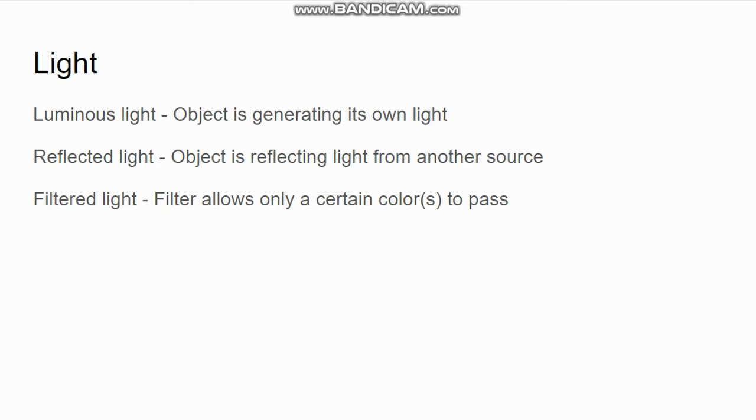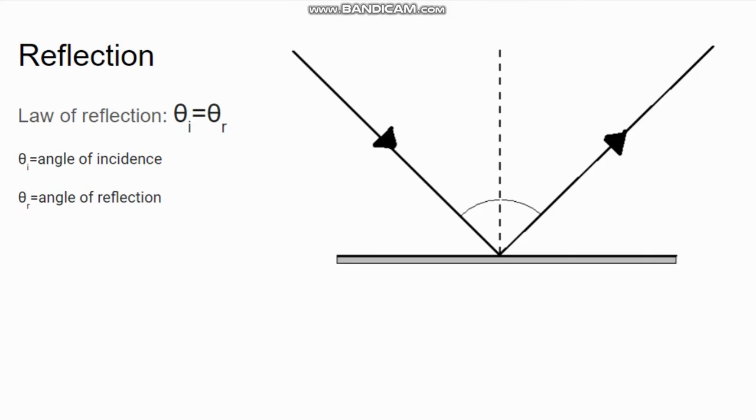There are three types of light: luminous, reflected, and filtered. Luminous light is when an object generates its own light. Reflected light is when an object is reflecting light from another source. And filtered light is when a filter only allows a certain color to pass.